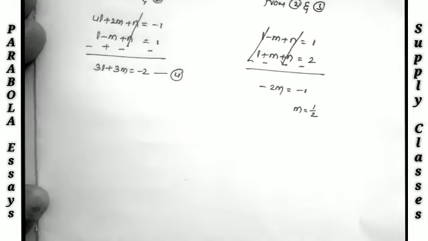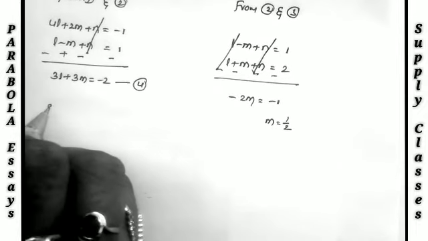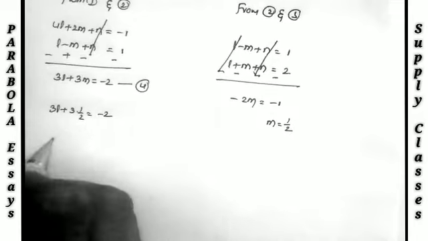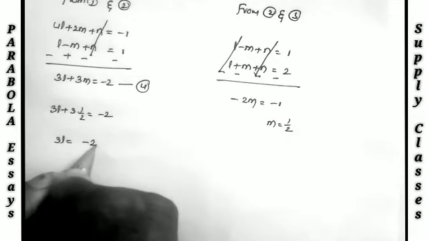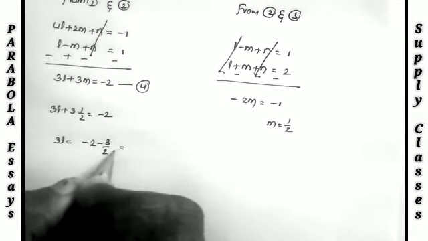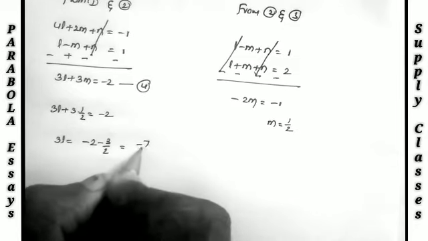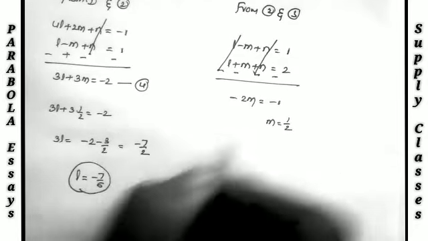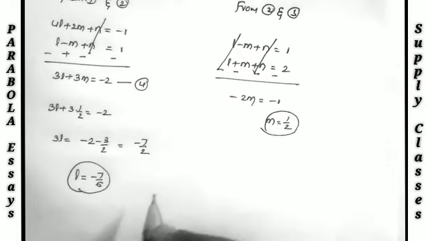Okay. Now substituting m equals 1 by 2 here, that is 3l plus 3 into 1 by 2 equals minus 2, that is 3l equals minus 2 minus 3 by 2, which equals minus 7 by 2. So the value of l equals minus 7 by 6. Okay, this is the value of l and this is the value of m.